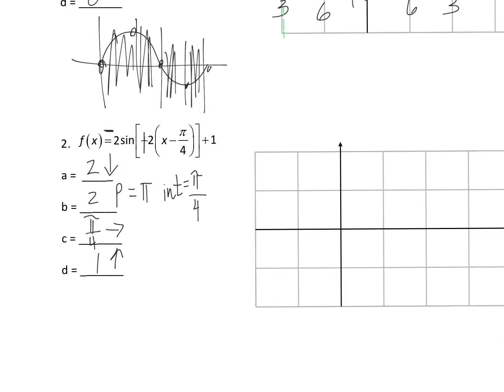I'm never going to give you one where the c value and the interval are totally off. At least I don't think so. At least test-wise, you won't be.